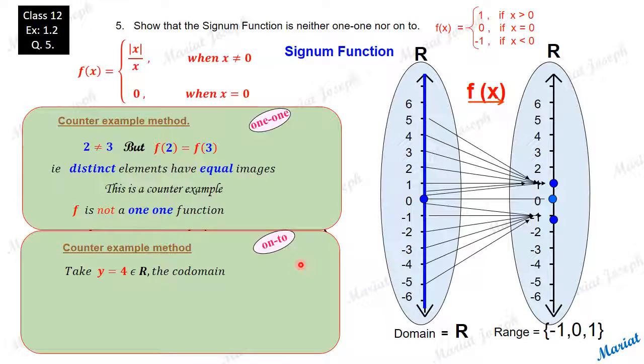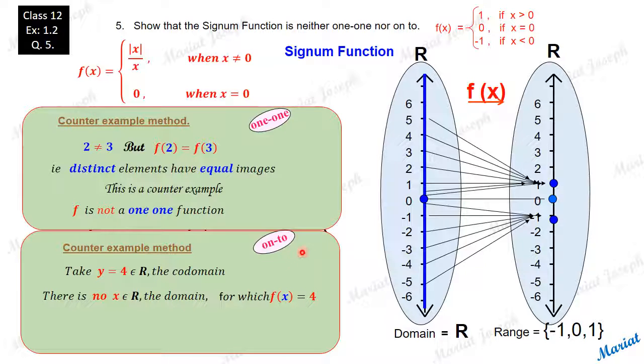Now for onto function. From the codomain I take, for example, y as 4. Now you see, is it possible to have an x in the domain whose image is 4? Image is never 4. Image of no x is 4. So, there is no x in the domain whose image could be equal to 4. It goes against the definition of onto function.